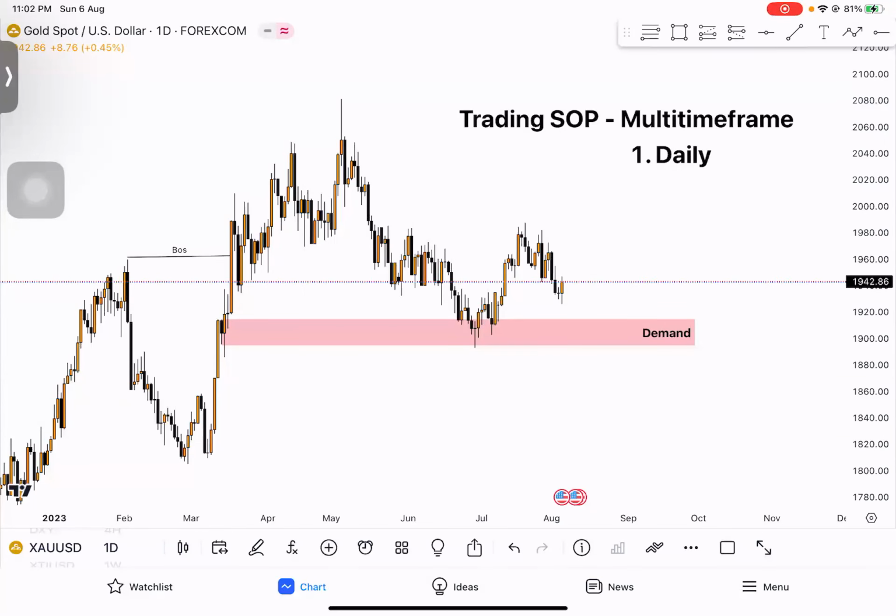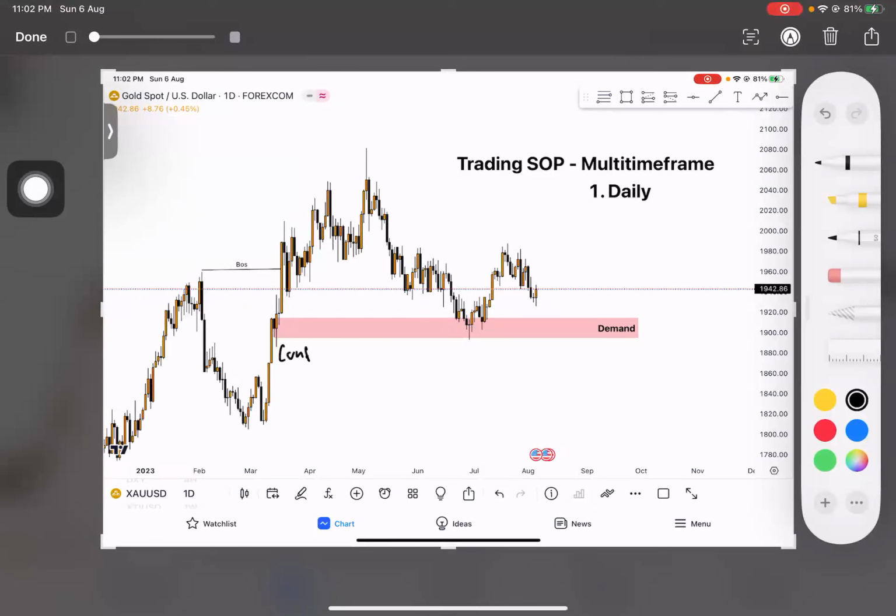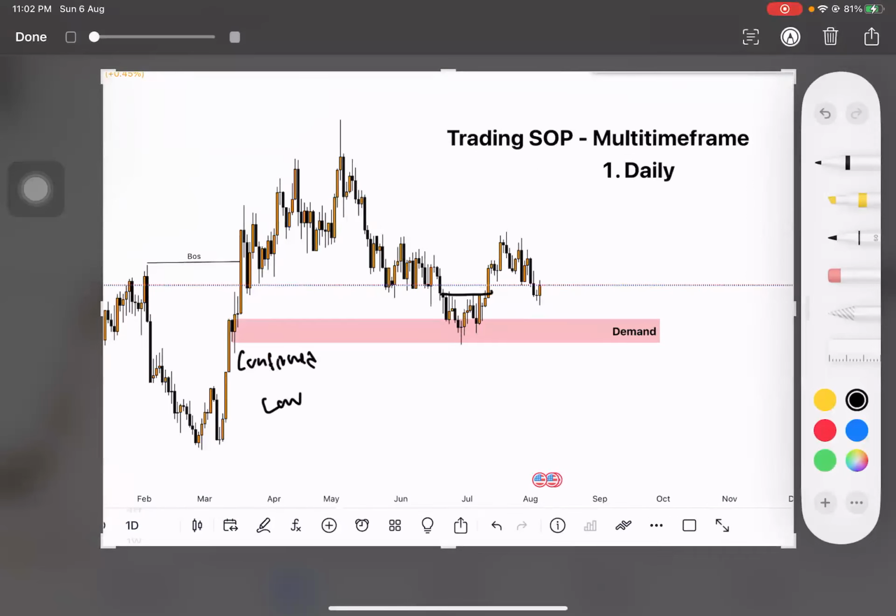It's still an uptrend. And this is the confirmed low, which hasn't been broken out. The confirmed low here hasn't been broken, and it's already showing some good price action, which is the breakout here.